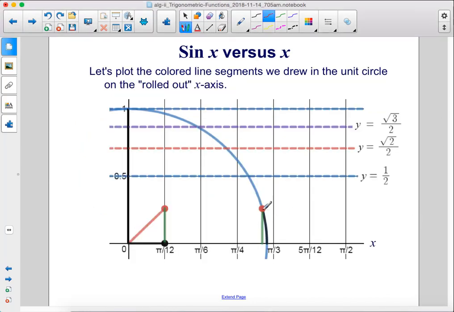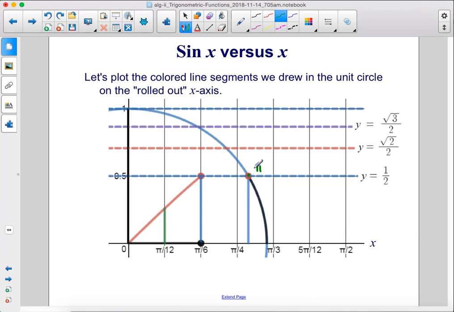Alright, so we're going to begin with this point here on the unit circle, and this length of green line we're just going to draw here at the π/12 point, because this point here is at π/12. So we're going to draw that right there on our new axis. Now here at π/6, we have a line that's this long. So we're going to draw that same line right here at π/6 on our new axis down here.